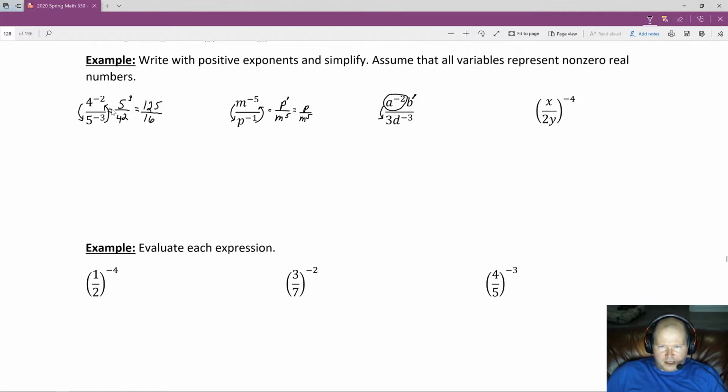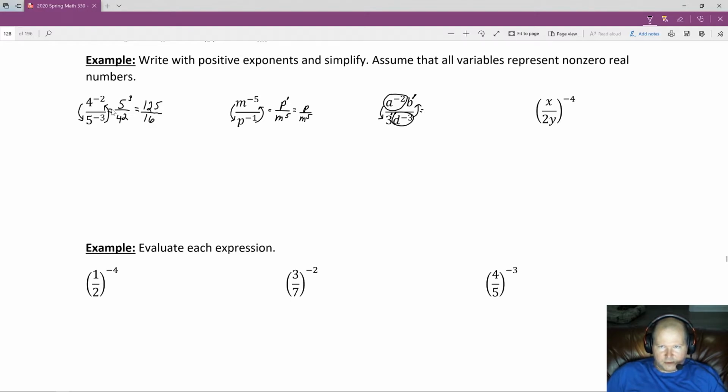Now, on the bottom we have a 3d to the negative third power. Just like the a to the negative second power, the d here has a negative 3 exponent, so we're going to move that up to the numerator. Now the 3 here has a positive 1 exponent, so we're not going to move it. We're going to leave that the same. So all we're moving is the a to the negative second and the d to the negative third.